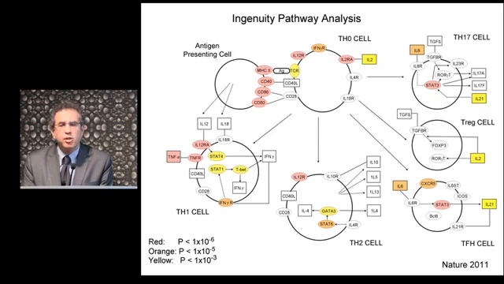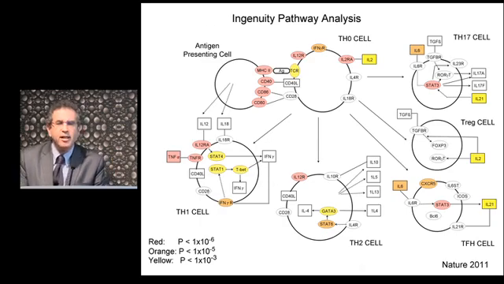One can use ingenuity pathway analysis to begin to identify different targets. And knowledge of these targets, in fact, can potentially lead to new therapeutic approaches. But the genetics indicates that multiple different cell types are involved, including the Th17 cells, the Tregs, Th1 cells, Th2 cells, and antigen-presenting cells. All these different cell types are involved in the pathogenesis of MS.